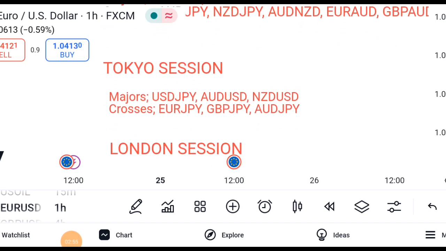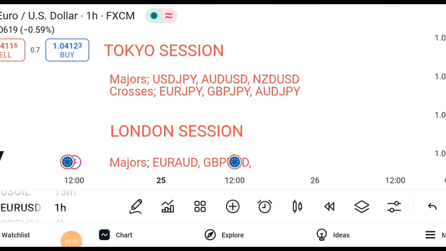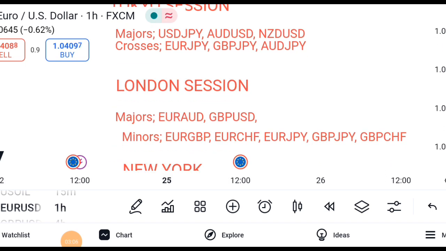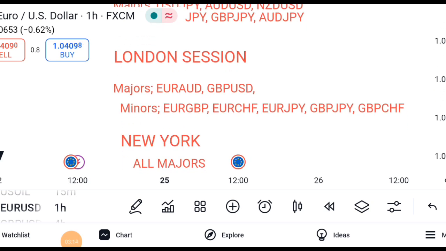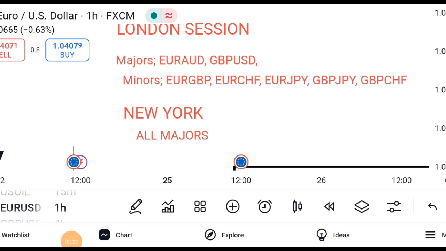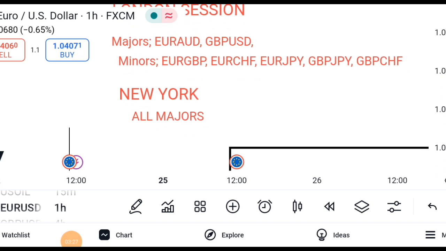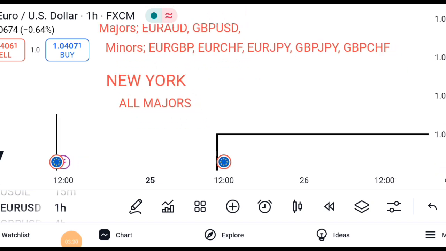In the Tokyo session, we have USD/JPY, AUD/USD, NZD/USD. Then the JPY pairs are also active here. For the London session, we have, of course, EUR/USD and GBP/USD. Then the minors, the CHF pairs and JPY pairs are also active during the London session. And for New York, all the majors, and when I say all majors, of course GBP/USD, EUR/USD, USD/JPY, those are the major pairs that are all active during the New York session.